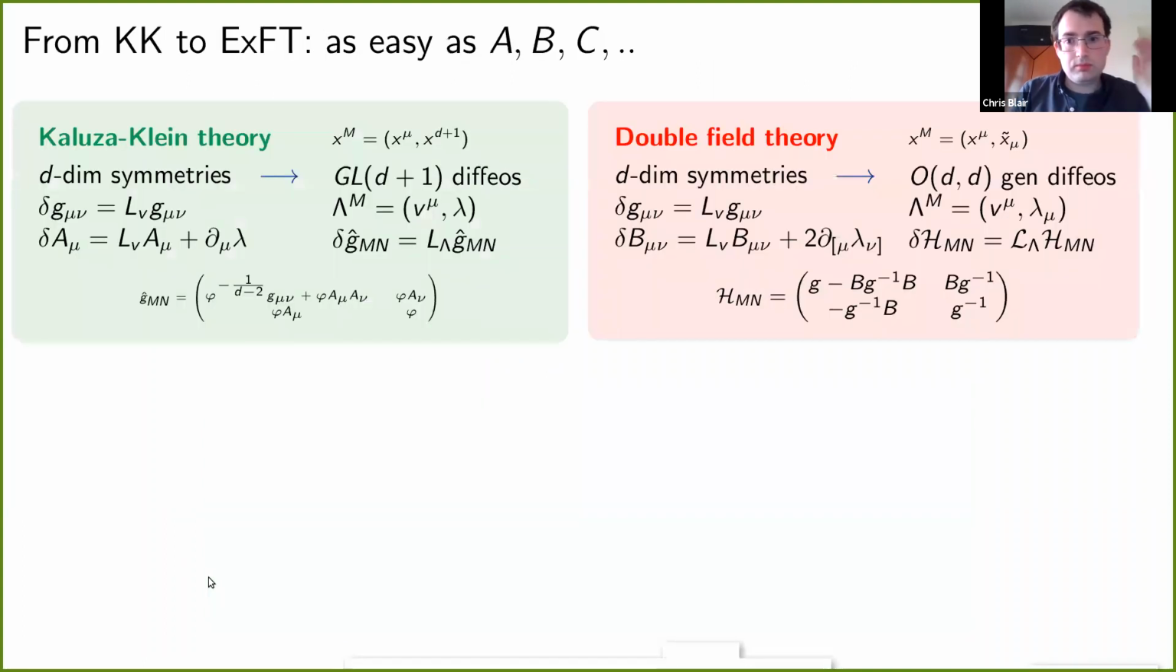So I'll just put a little recap of what I've just said on the screen with the Kaluza-Klein case and the double field theory case. So the main difference is this change from having in Kaluza-Klein theory, the higher D theory had GL(D+1) diffeomorphisms, and in double field theory, we've changed that to a notion of an O(D,D) generalized diffeomorphism. So I'll just pause again for a few seconds in case any questions are lurking in people's minds.